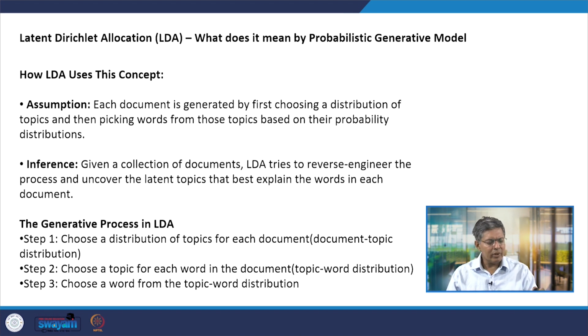So, there are 3 steps if you can see here in LDA. First is choose a distribution of topics for each document, which is called the document topic distribution. Then in the second step, choose a topic for each word in the document, which is the topic word distribution. And the third is choose a word from the topic word distribution. So, these are the 3 steps.